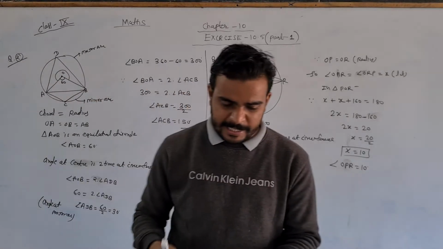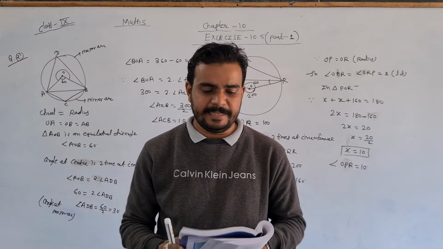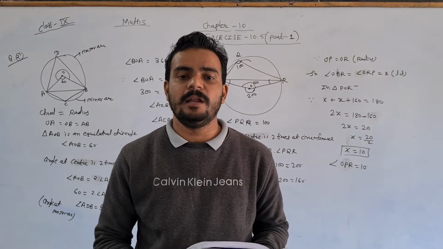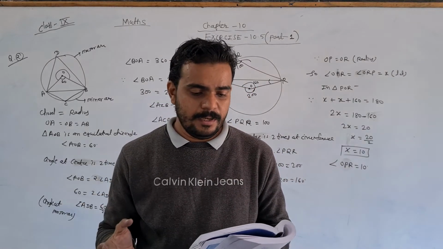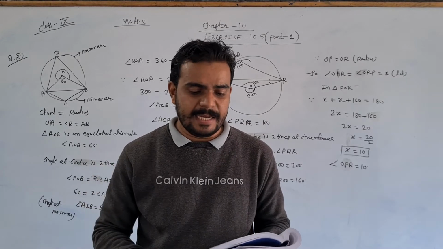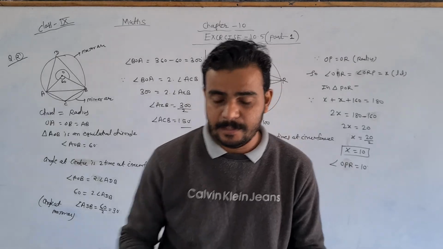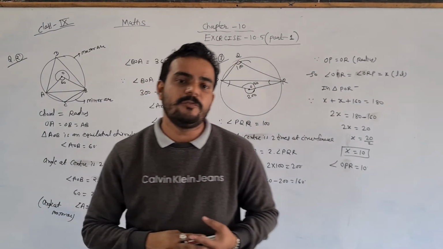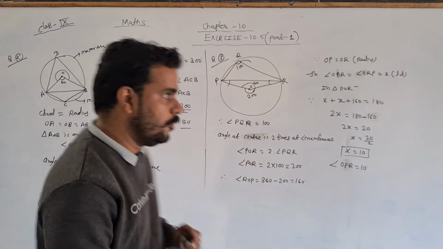Okay, the next question, number two, is like this: a chord of a circle is equal to the radius of the circle. Find the angle subtended by the chord at a point of the minor arc and also at a point of the major arc. That means we have to find the angle formed on the minor arc by that chord, and also on the major arc.